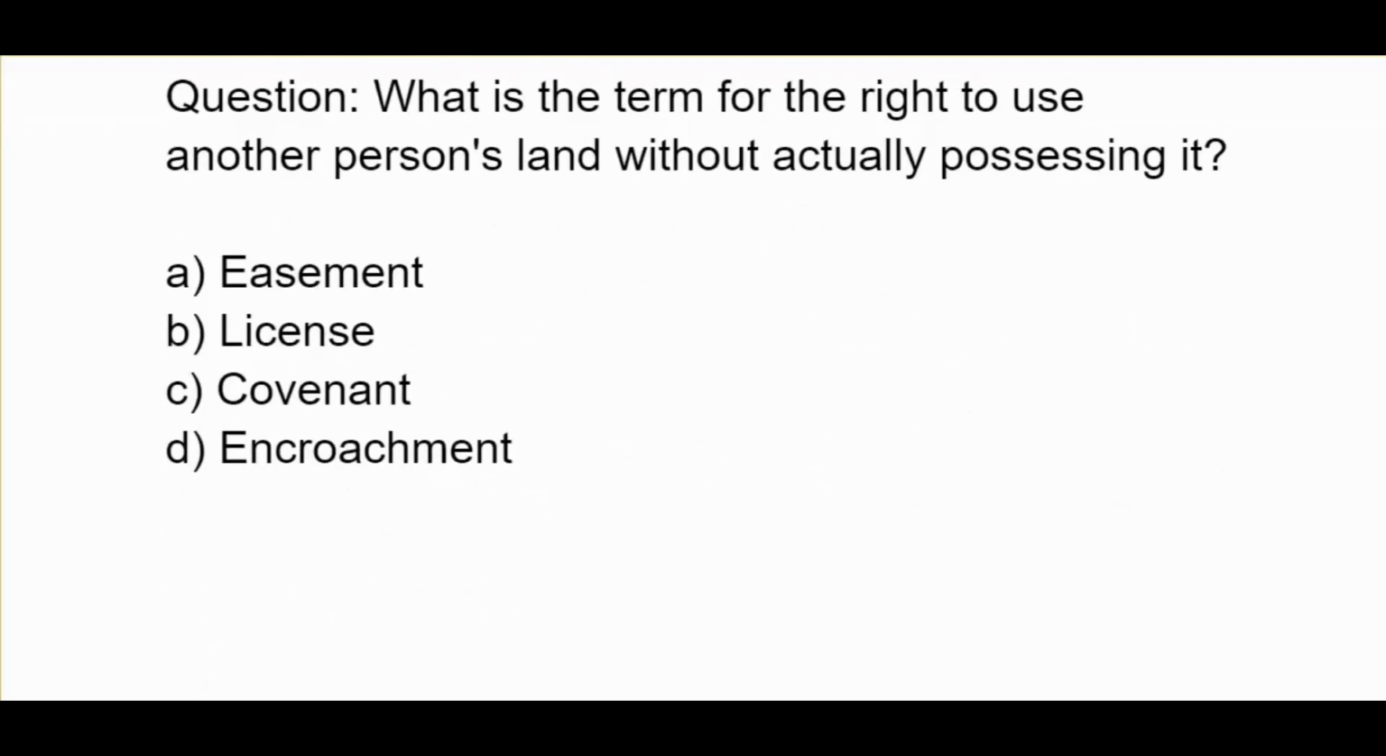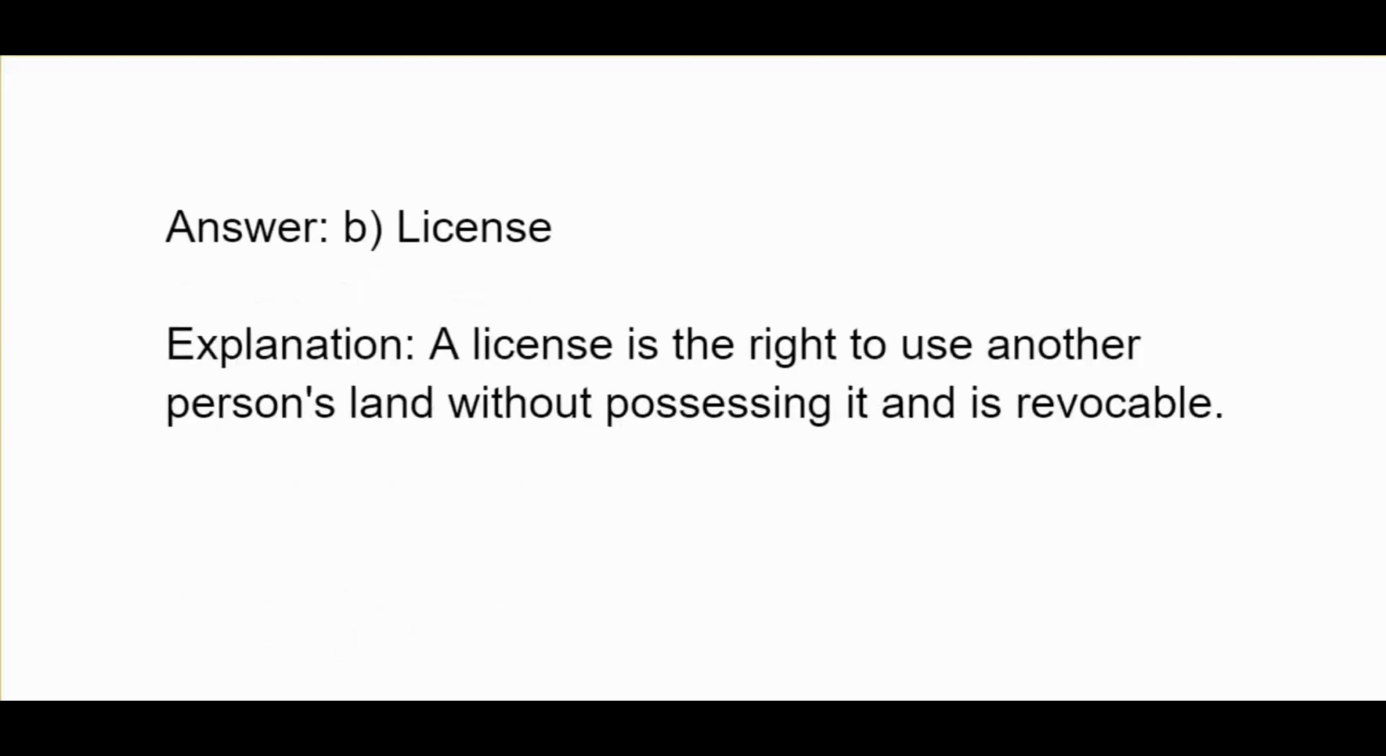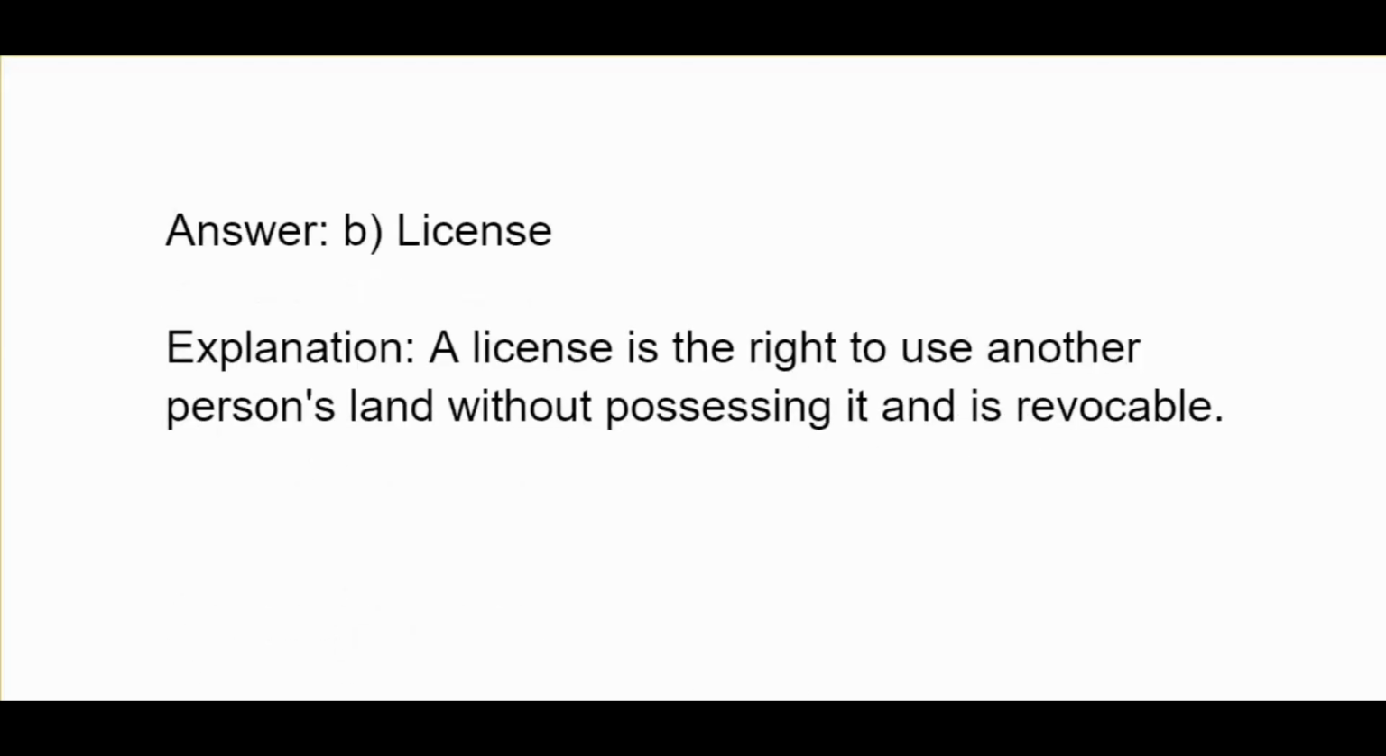What is the term for the right to use another person's land without actually possessing it? A. Easement, B. License, C. Covenant, D. Encroachment. License. A license is the right to use another person's land without possessing it and is revocable.